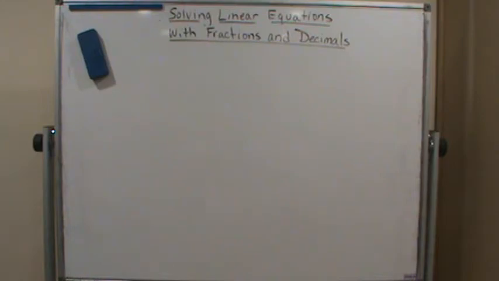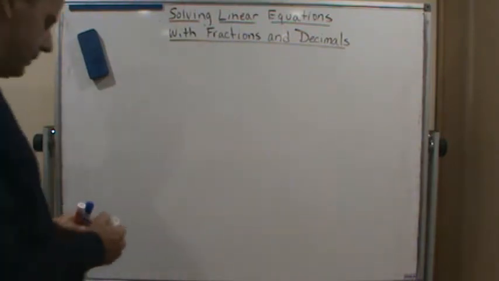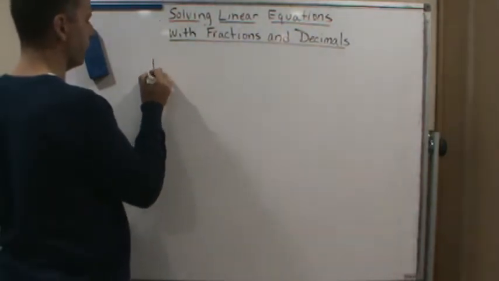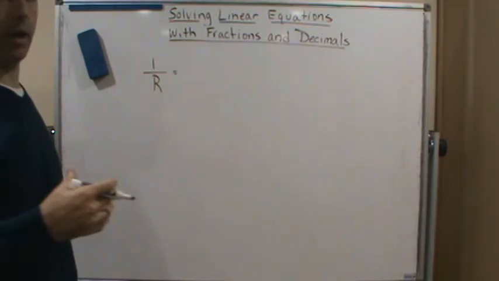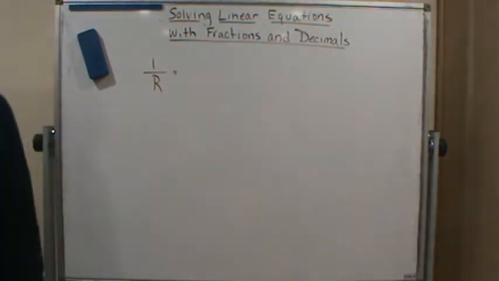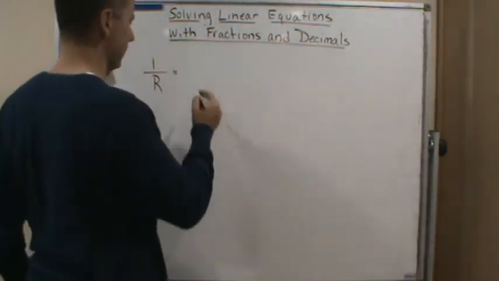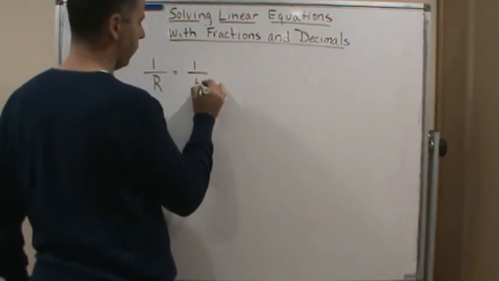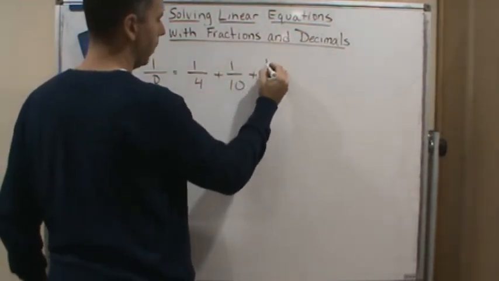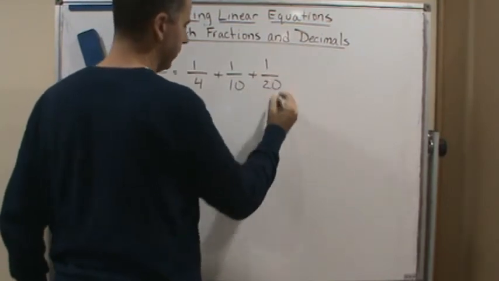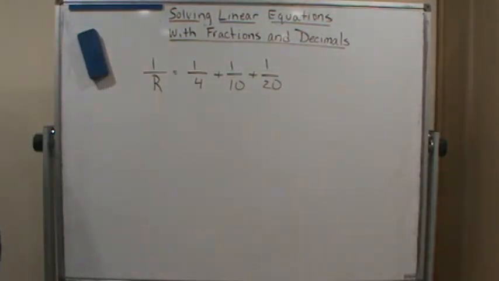Okay, so here's the equation. 1 over the total resistance, that's what we want, is equal to the sum of the reciprocals of all 3 resistances. So it's going to be 1 over 4 plus 1 over 10 plus 1 over 20. You don't need to know that. They give us that equation. So we want to solve for R.